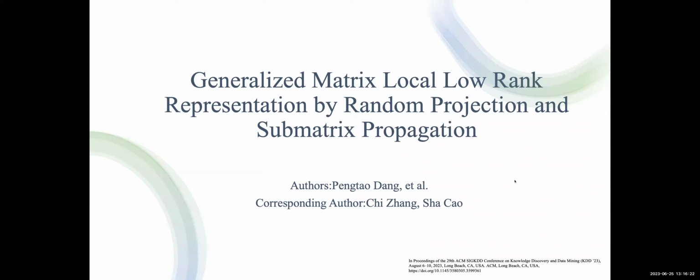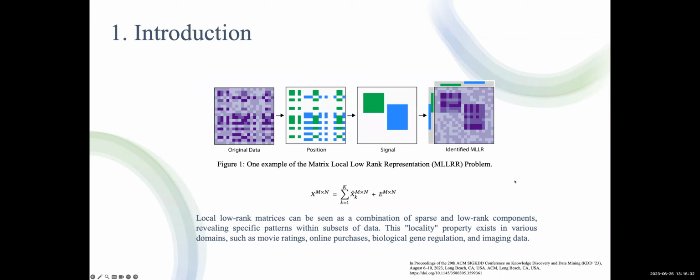I'm going to present our work in four parts. Local low rank matrices can be seen as a combination of sparse and low rank components. Our goal is to find such submatrices, which we call local low rank matrices. This locality property exists in various domains, such as movie rating, online purchases, biological gene regulation, and image data.